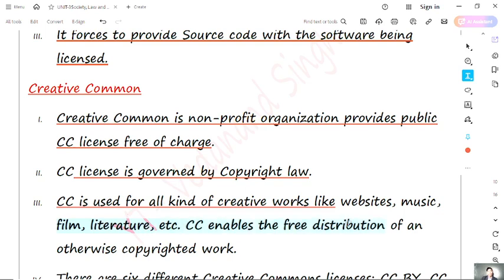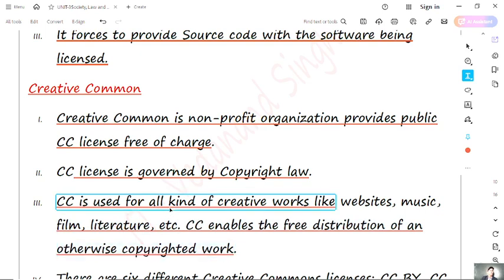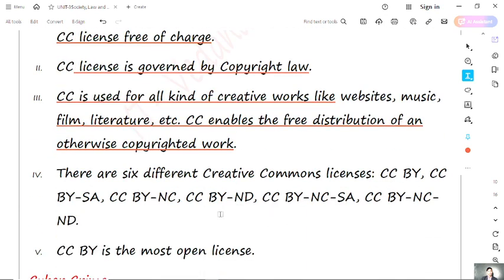CC enables free distribution of otherwise copyrighted work. Generally, what happens? It is for creative works like a website. If you design any website, music, film, or literature, you can get a free CC license for that.